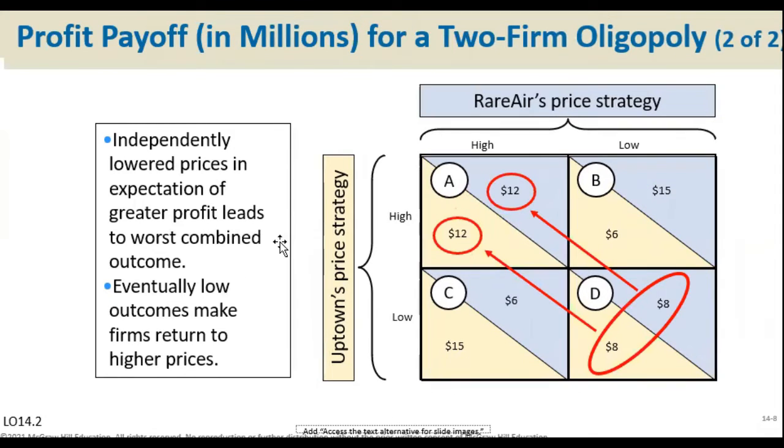Okay, so assuming no collusion, the outcome of the game is cell D, right? Both parties are using a low price strategy and earning 8 million in profit. But one thing we need to keep in mind here: an inferior profit level will eventually lead firms to a higher price strategy again.